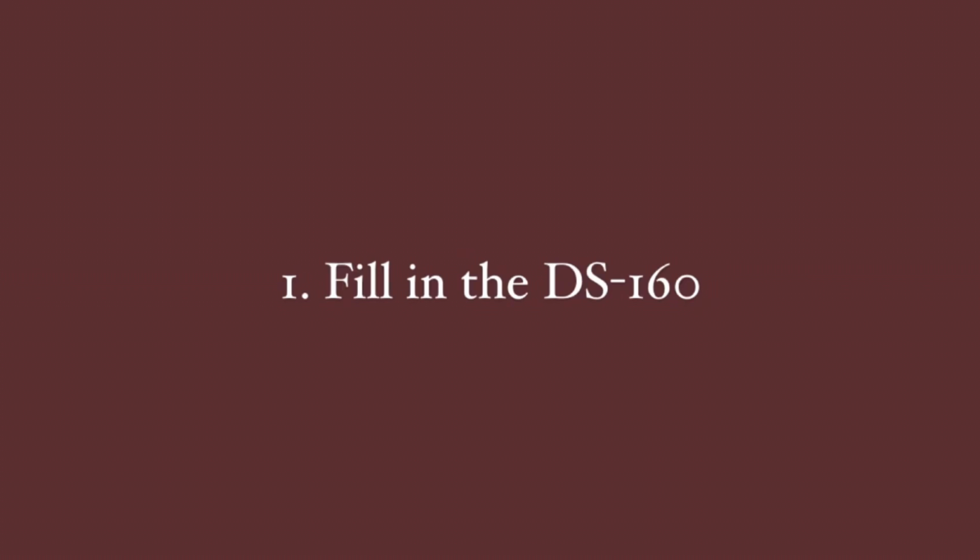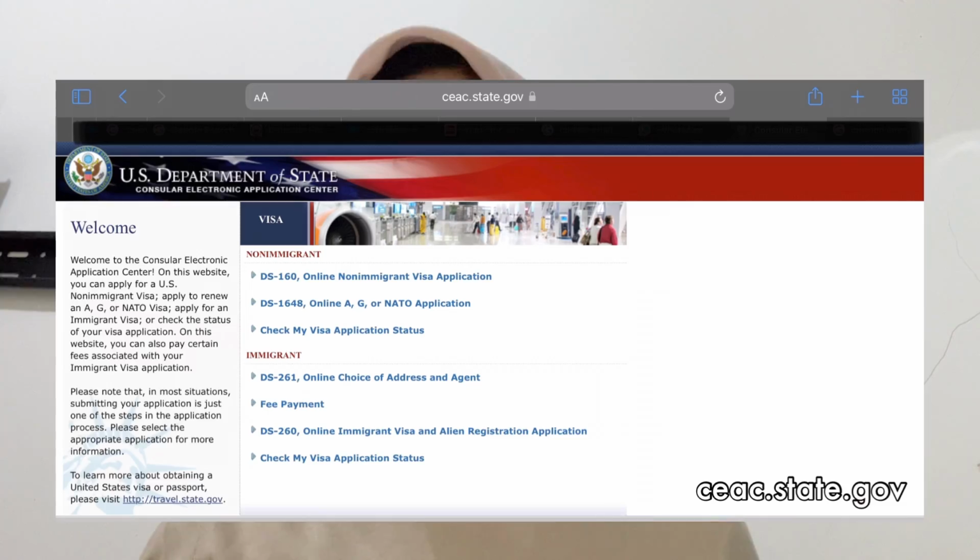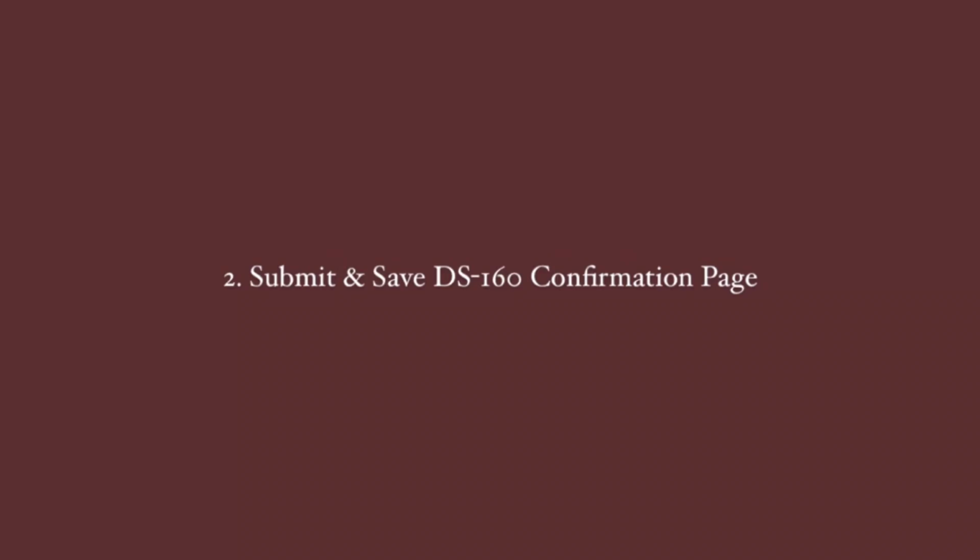Okay, so the first step for you to apply a visitor visa, a non-immigrant visa, is you have to fill in the DS-160 form that you can find on the cac.state.gov. And make sure all of the things that you fill in the form bisa dibuktikan kebenarannya. So don't forget that. And then step number 2 is submit the form. After you submit, you will have the confirmation page. Don't forget to save it. And then after you save it, you can print it later on because you will need that.